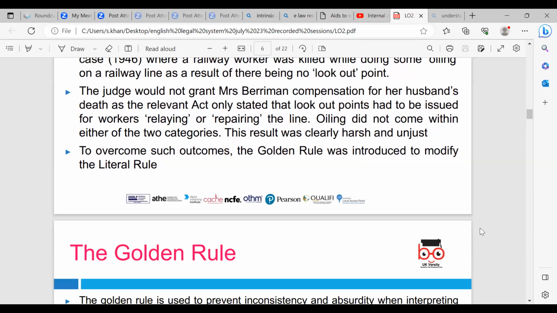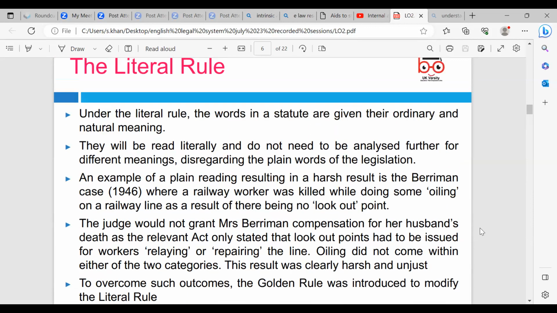And another example of quite an important case in regards to the literal rule is the case of Fisher and Bell, 1960. In this case, the Restriction of Offensive Weapons Act 1959 made it an offence to offer for sale certain offensive weapons, including flick knives. James Bell, a Bristol shopkeeper, displayed a weapon of this type in his shop window in the arcade at Broadmead. The divisional court held that he could not be convicted because, giving the words in the statute a tight literal meaning, Mr. Bell had not offered the knives for sale.